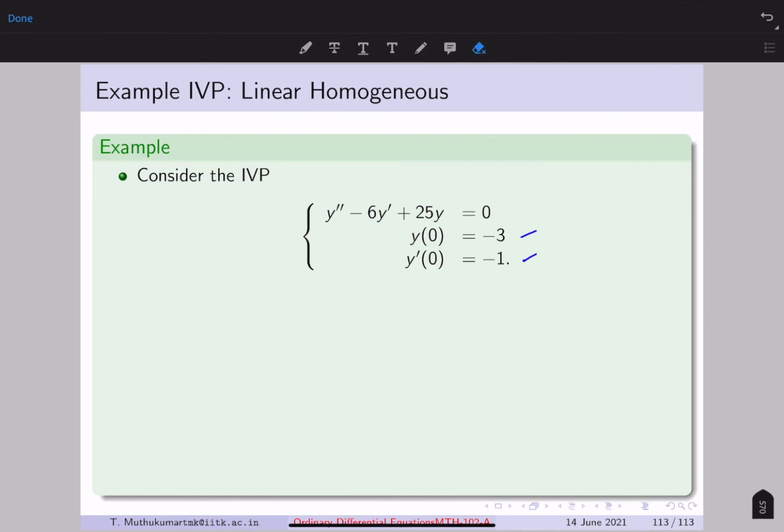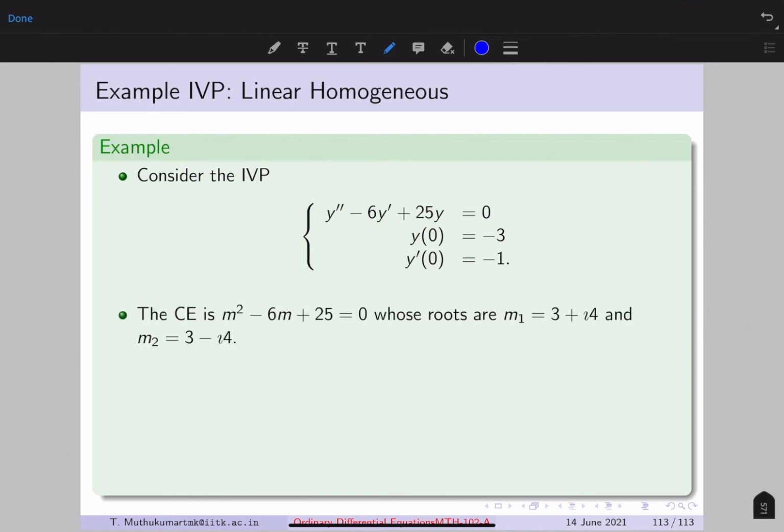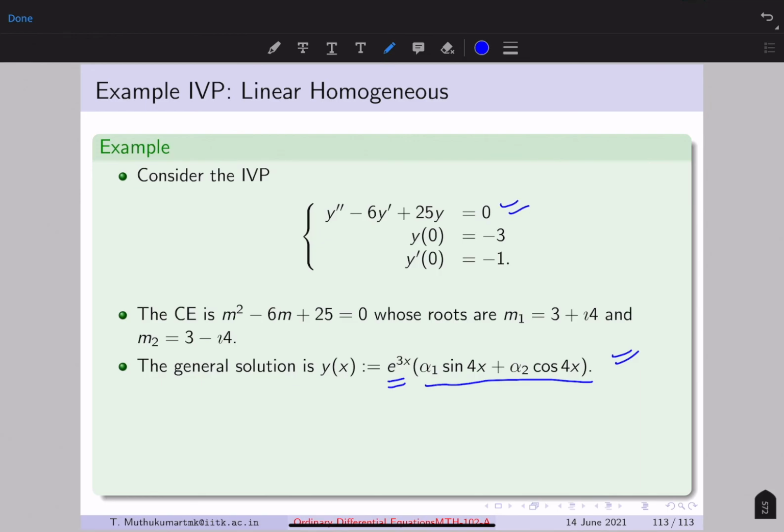So you have a second order ODE. So you write down the corresponding characteristic equation. You will get a quadratic equation, so you are going to get two roots, right? Complex roots in this case. So the corresponding general solution is e power 3x, alpha 1 sine 4x plus alpha 2 cos 4x. So that's the general solution. It's a second order ODE, so you have a two-dimensional space, a linear combination of two linearly independent vectors. So these are the general solutions.